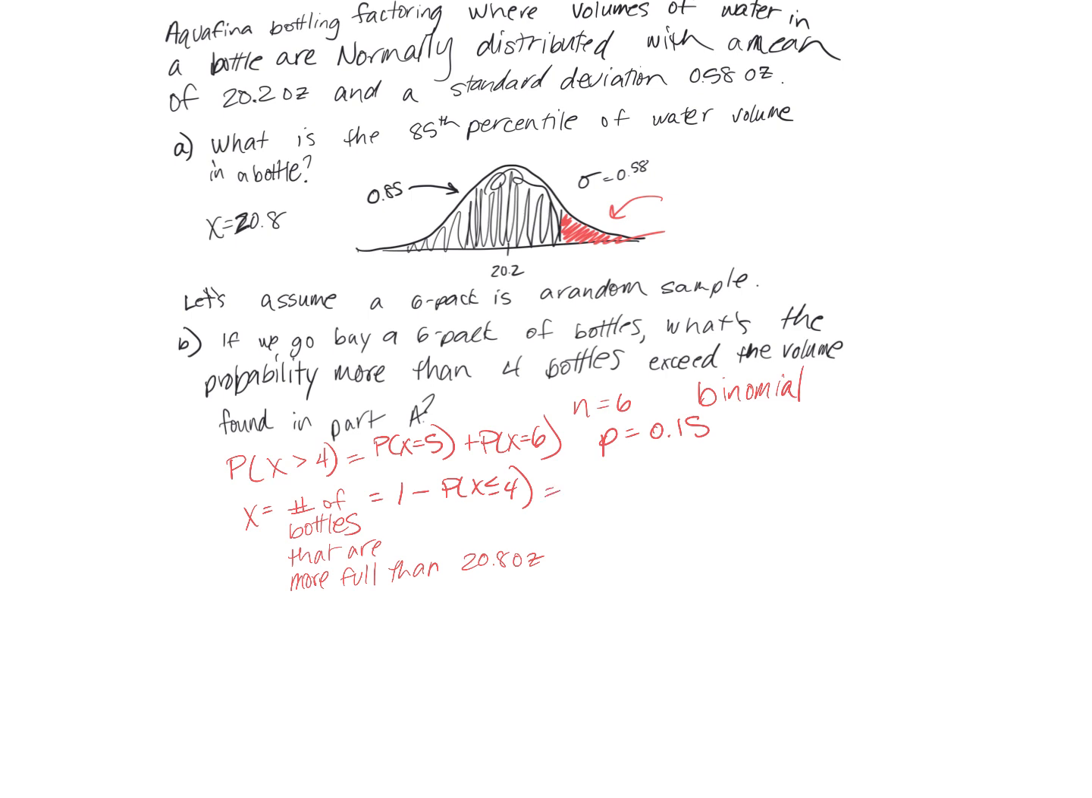And I have no idea what this is. It's going to be really small. What'd you get, Keelan? I got 0.0003. I buy it. I'm making these up as we go, so.